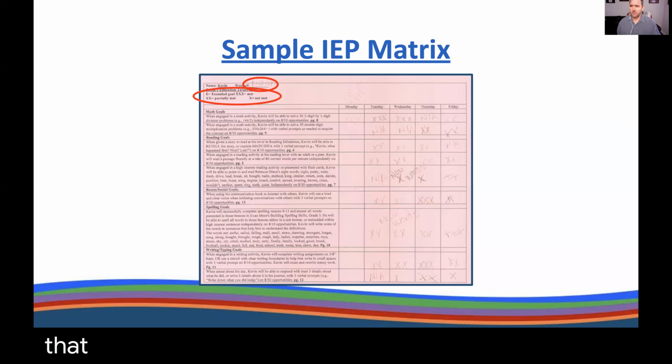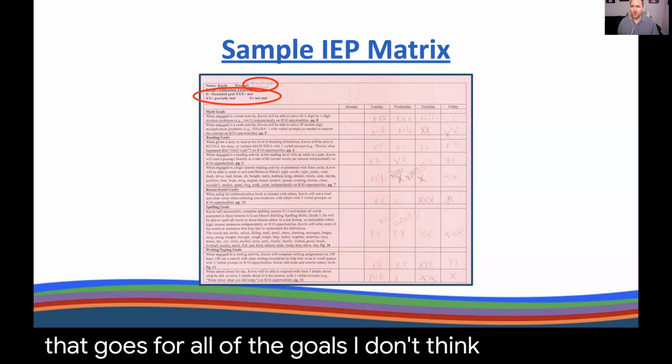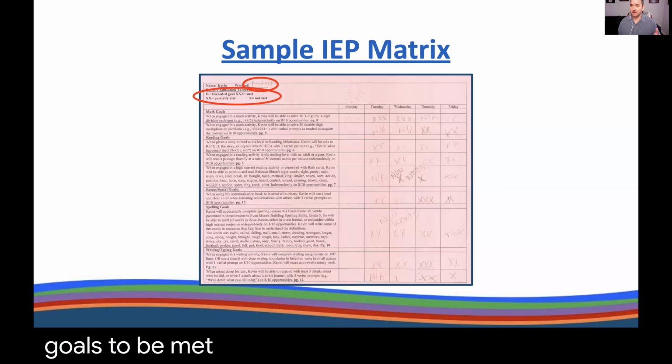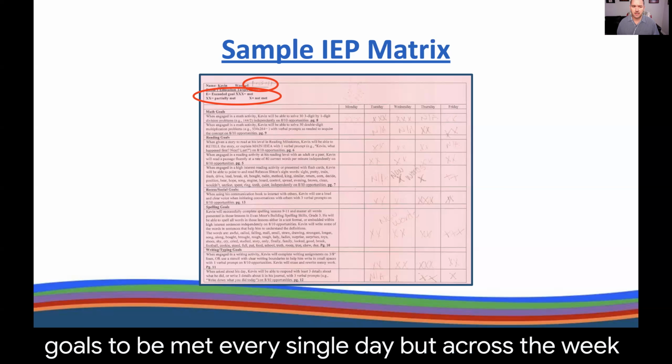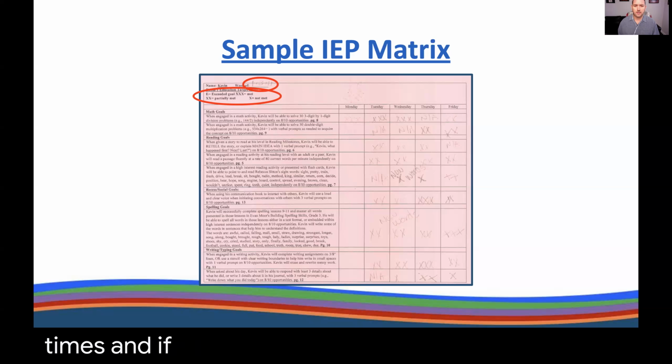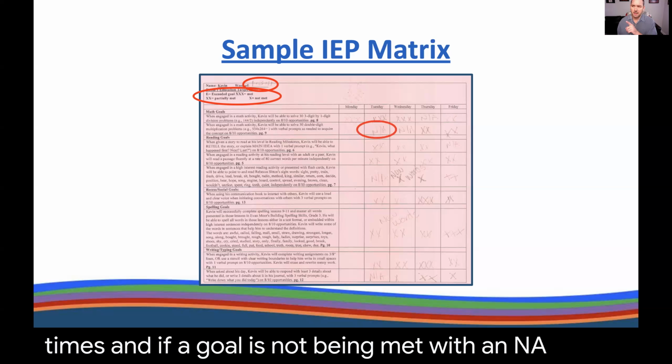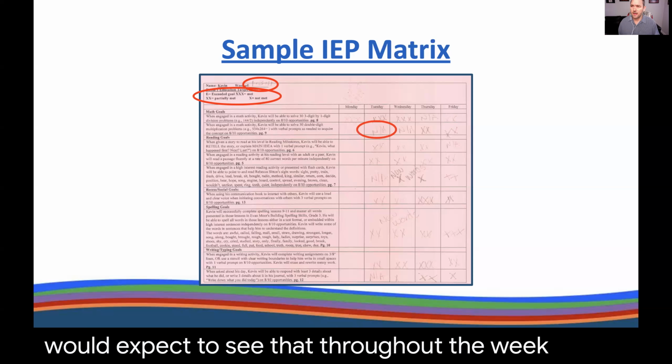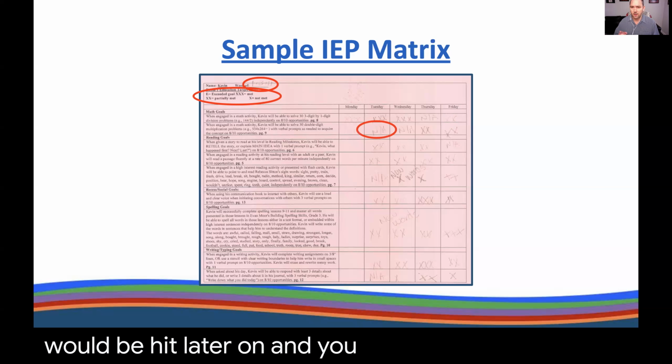And that goes for all of the goals. I don't expect all the goals to be met every single day, but across the week, I expect each goal to be worked on at least 1 or 2 times. And if a goal is not being met with an NA, I would expect to see that throughout the week, that it would be hit later on. And you can see later on Thursday that goal was met.